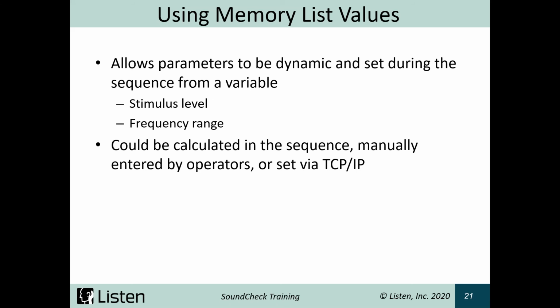This can be really helpful. The one thing to note here is if you ever are using memory list values, it's going to tell you that you need to disable preload stimulus. This is something that we'll take a look at when we open SoundCheck a little bit later today. But if you ever get that warning, just remember to click on the overall sequence and turn off preload stimulus. That basically means that SoundCheck needs to calculate these values on the fly. It can't put them in memory when the sequence opens, so we need to disable that feature.